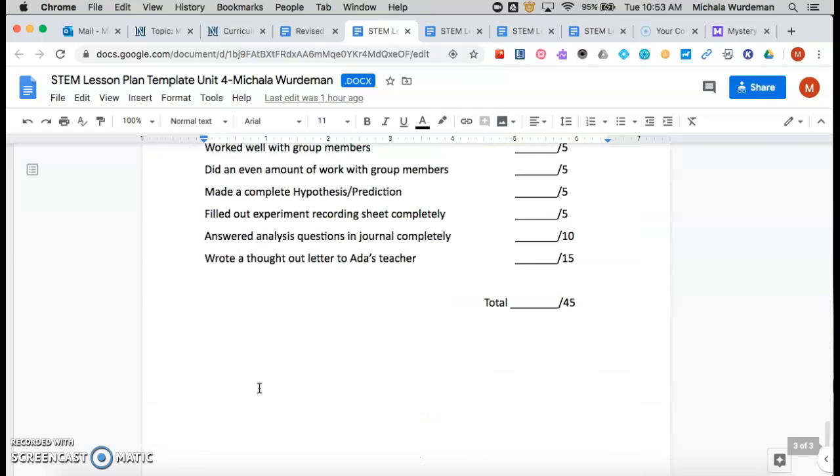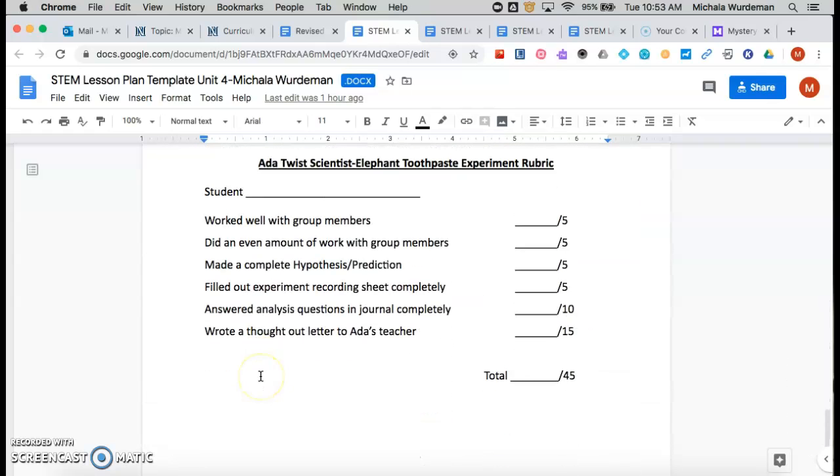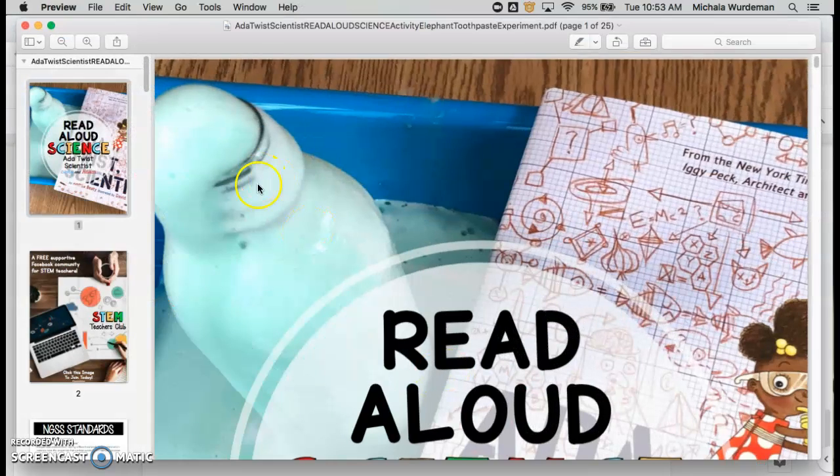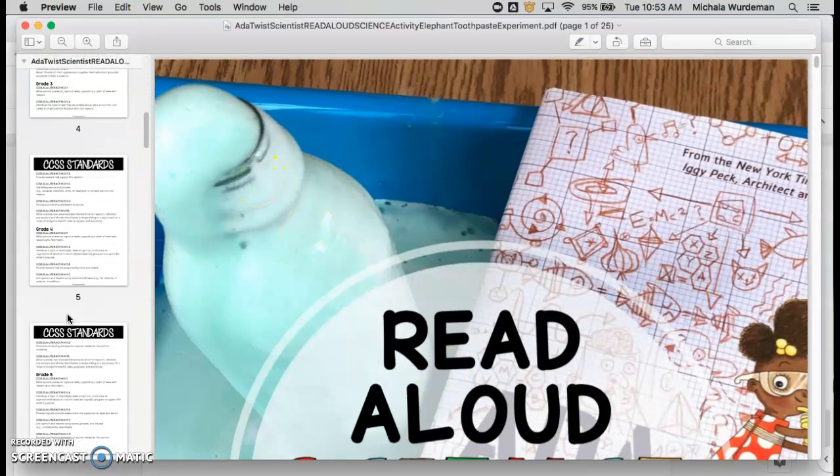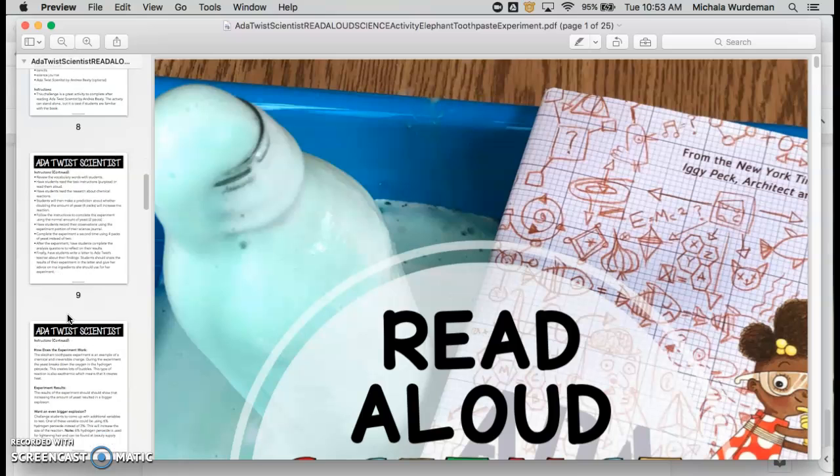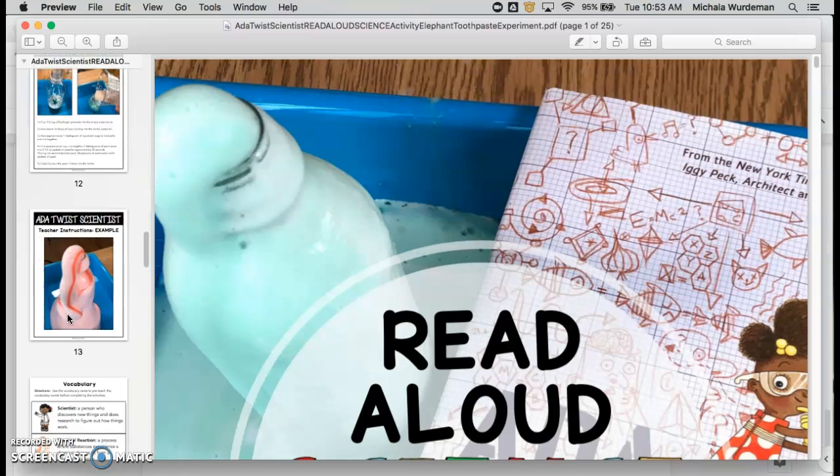And then down here in the grading portion, the assessment piece, similar to my Water Princess one, how well did they work with their group? Did they do an even amount of work? Did they make a complete hypothesis or a prediction? They filled out their experiment sheet, completed the journal, and then they wrote a thought out letter to the teacher. Like I said, it's very similar to the Water Princess resource.